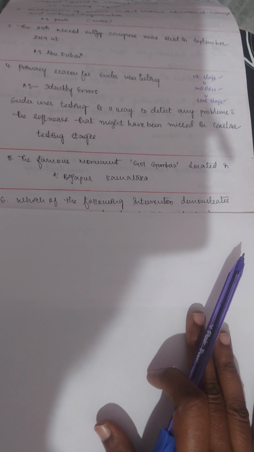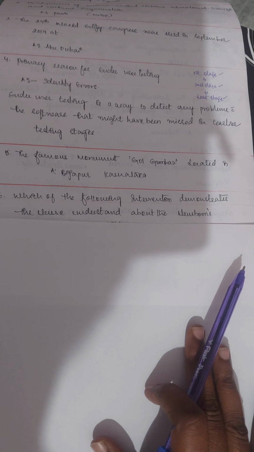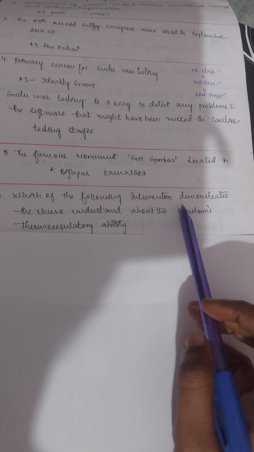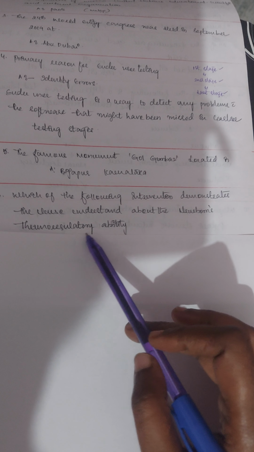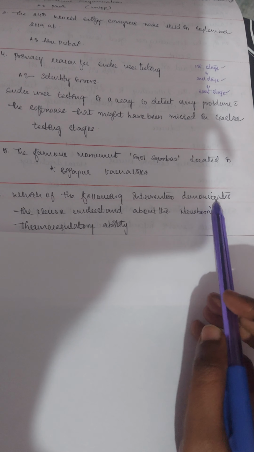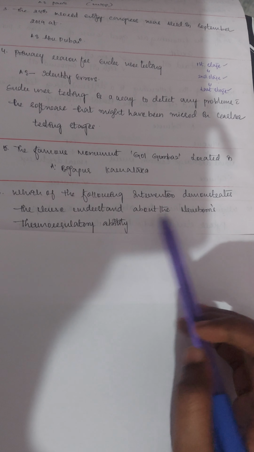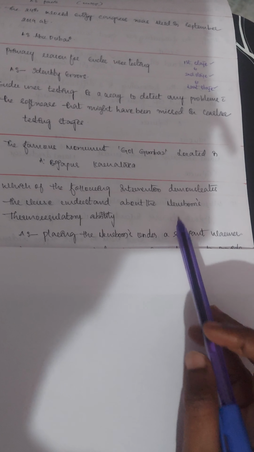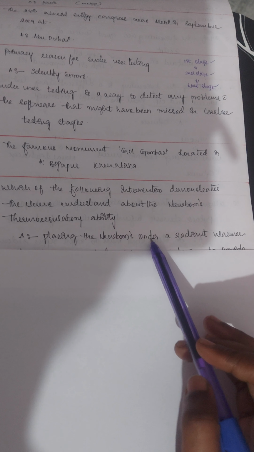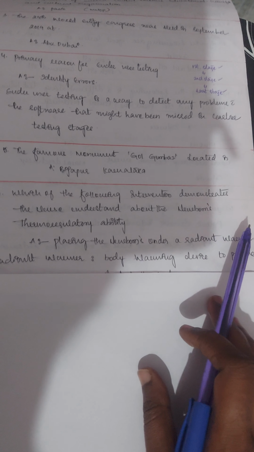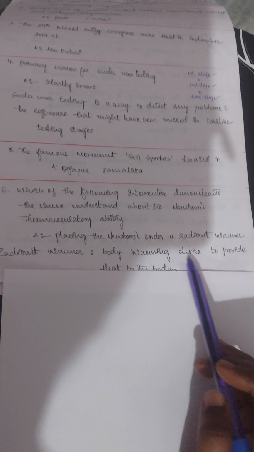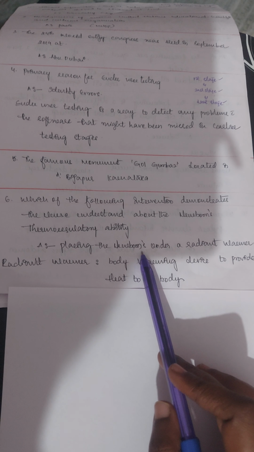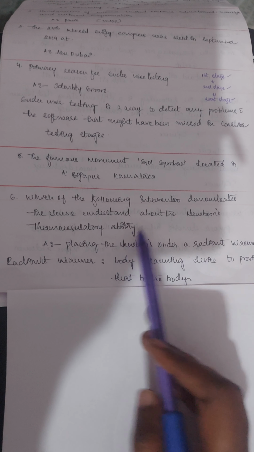Then next one, which of the following interventions demonstrates the nurse understands about the newborn's thermoregulatory ability? So actually what is the use of this newborn thermoregulatory ability? The answer is placing the newborn under a radiant warmer. So what is the purpose of this radiant warmer? This radiant warmer is a body warming device to provide heat to the body. For providing heat to the body, we keep the newborn under the thermoregulatory machine.